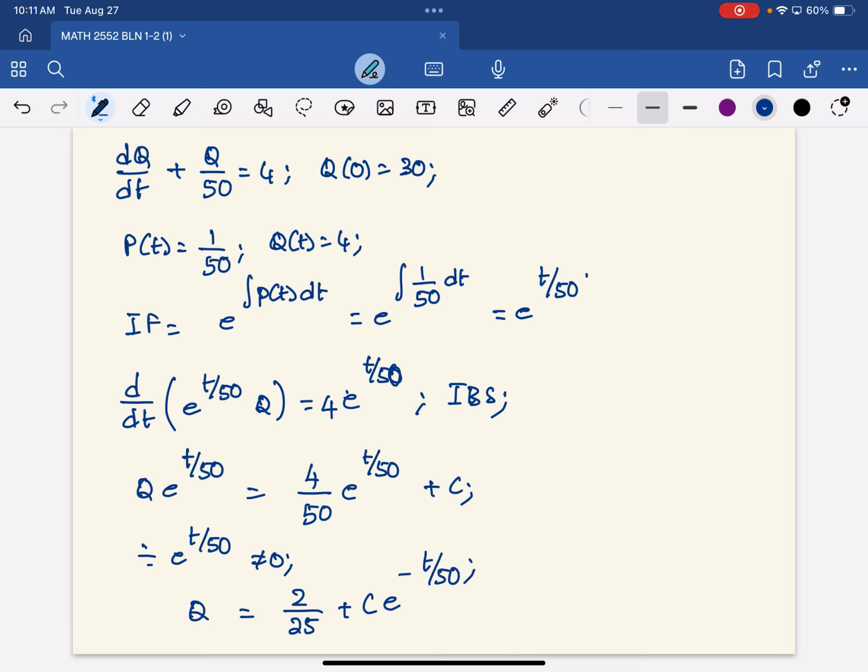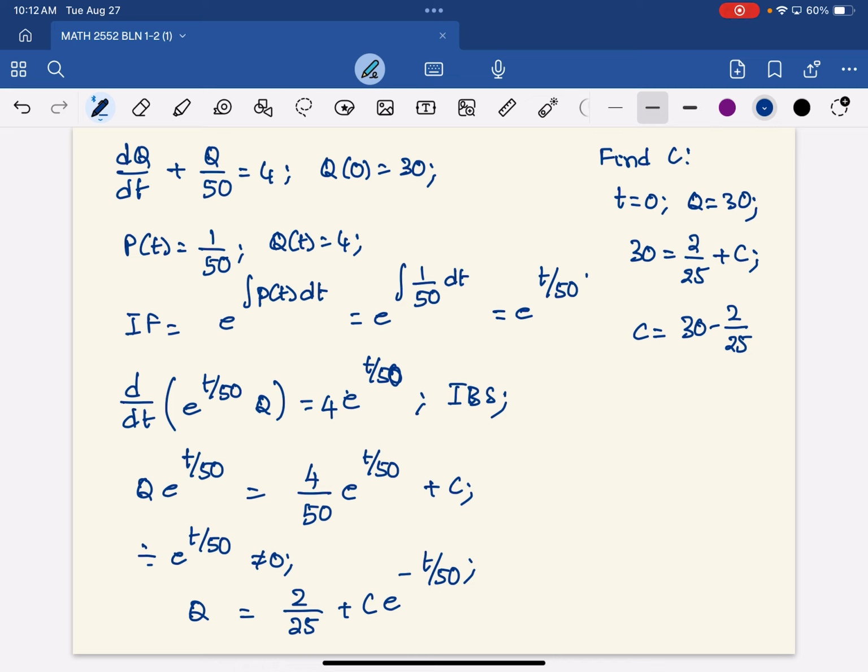Okay. So now my next goal is to find c. To find c, I use the initial value. When t is 0, my value of q is going to be 30. So obviously, I'm going to substitute those values. So I get 30 equals 2 over 25 plus c. Then that gives me c is going to be 30 minus 2 over 25. Is my work right so far?